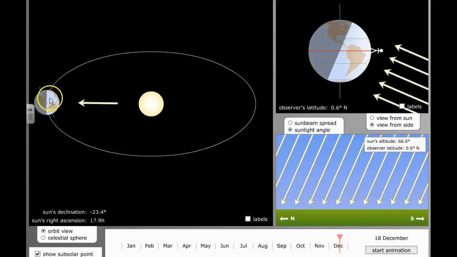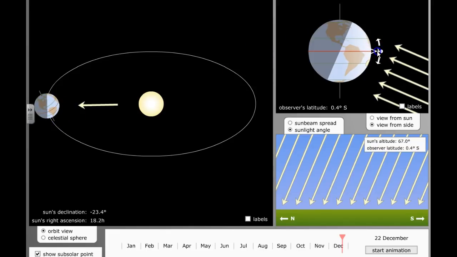Here, the northern hemisphere of Earth is experiencing winter. We can see this because the northern axis is tilted away from the sun, and the southern hemisphere is tilted towards the sun. So on this date, you can see the Earth is tilted at an angle of 23.5 degrees. Therefore, 23.5 degrees south is getting the most direct sunlight.